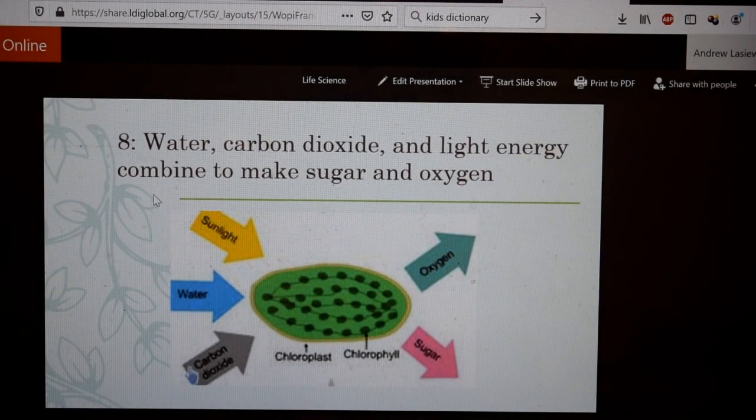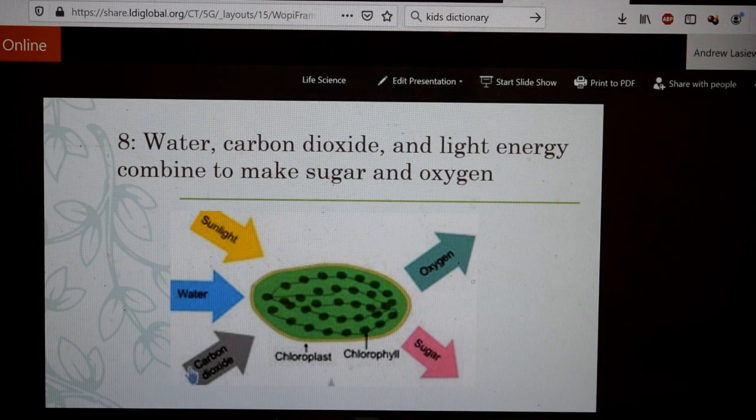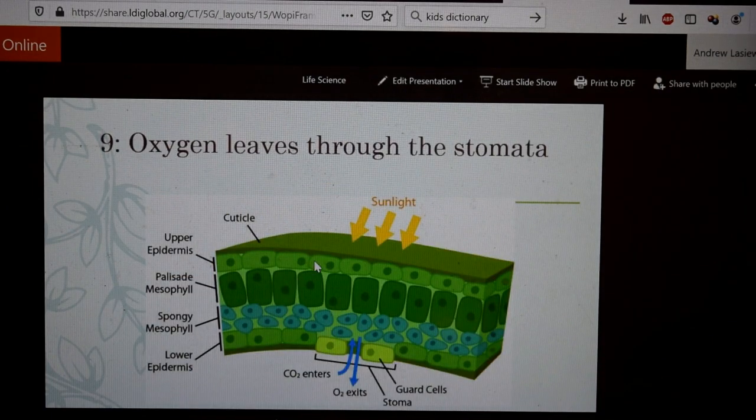All right, so the water from the roots, the carbon dioxide that the leaves breathe in, and the light energy, basically what happens in photosynthesis, combine to make sugar and oxygen. That's pretty cool. There's a chemical reaction that changes the carbon dioxide to oxygen. Just like in your own lungs, we breathe in oxygen and release carbon dioxide, and the plants do the exact reverse. It's a combination of sunlight, water, and carbon dioxide. And what does it produce? Oxygen and sugar. Then the oxygen leaves through the stomata.